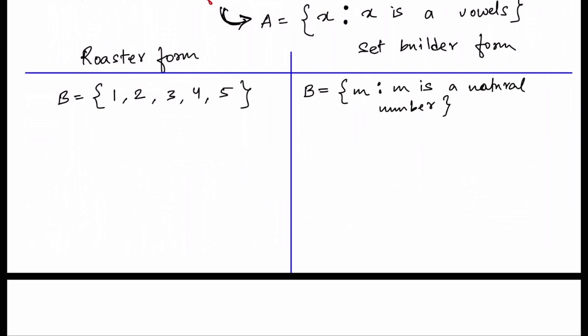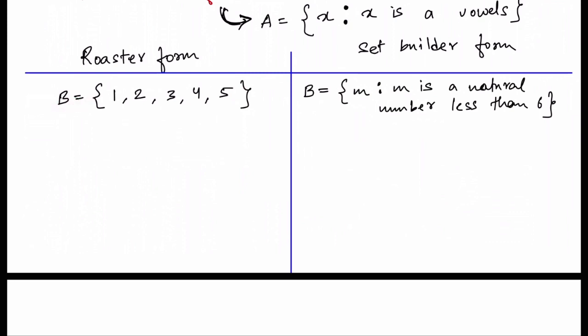Now what we have written: M is an element of B such that M is a natural number. M is a natural number means there can be any number of natural numbers in the set. But here we have only five natural numbers. So we have to put the restriction in the set, such that it defines all these elements. So for that we have used M is a natural number less than 6. This will be the complete set builder form for the given set.